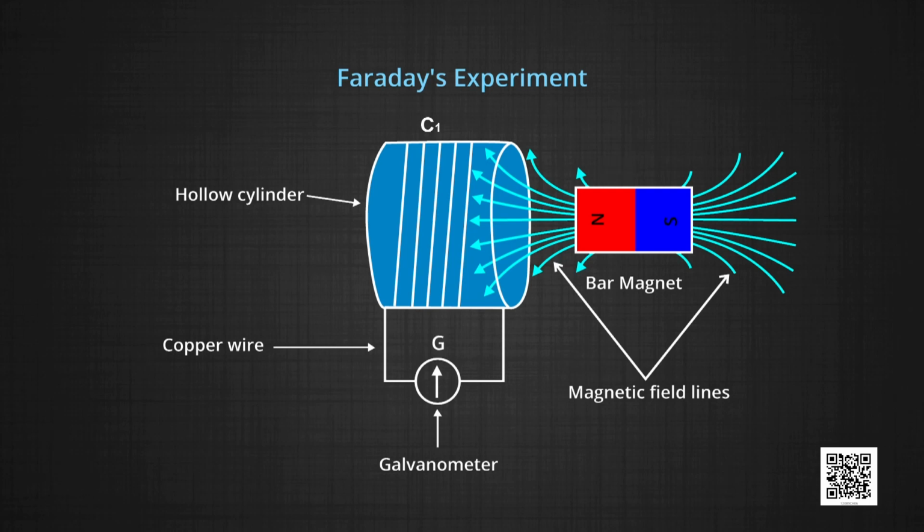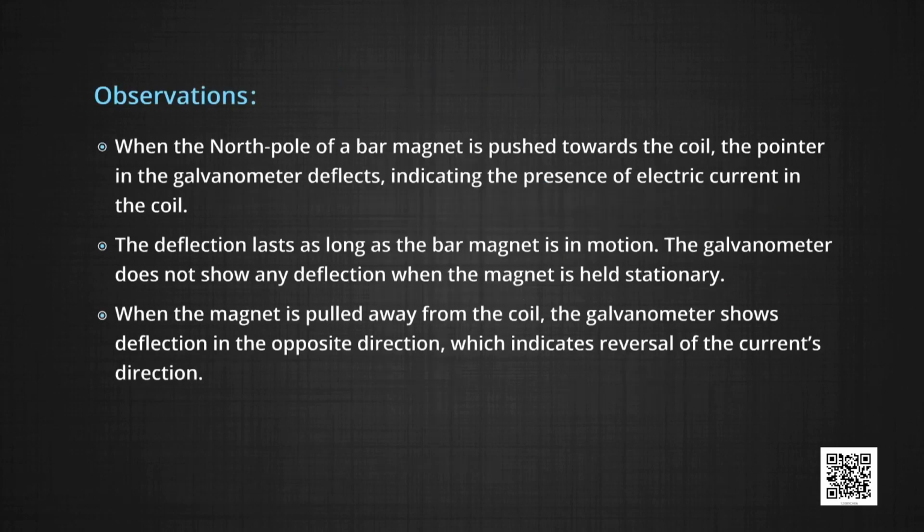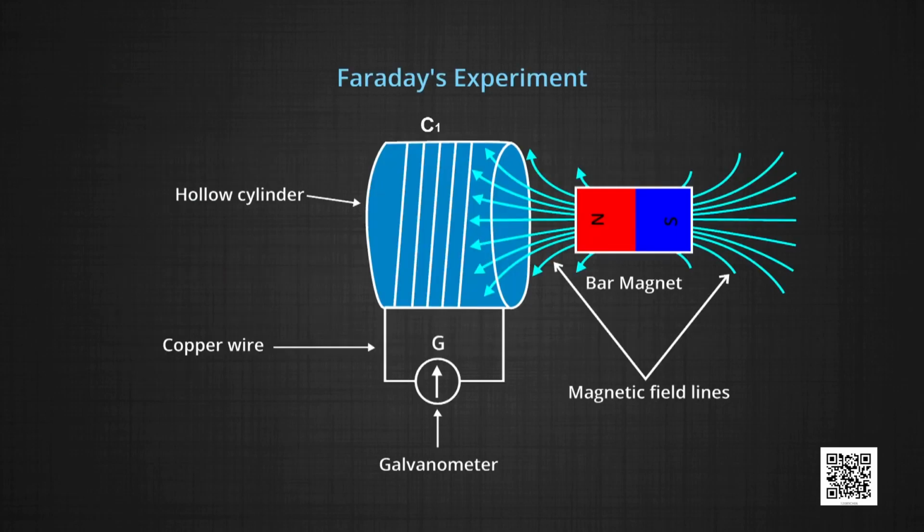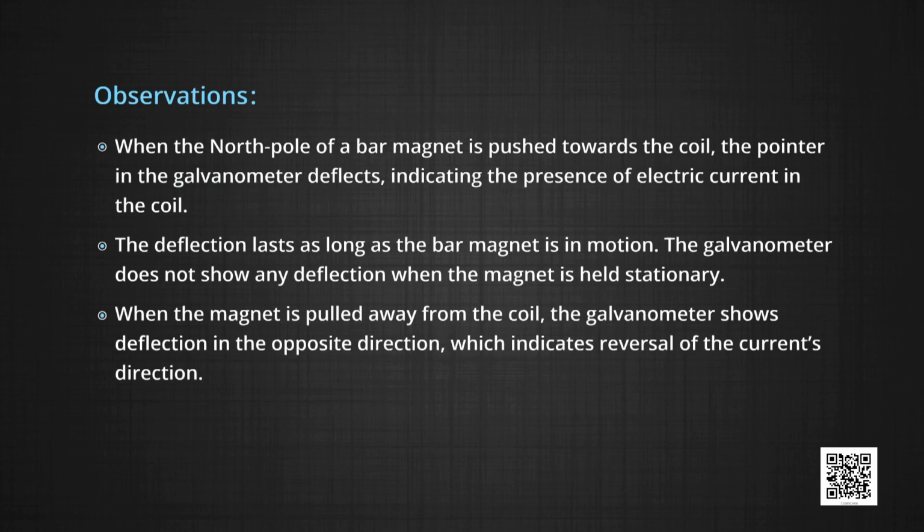We observe that when the north pole of a bar magnet is pushed towards the coil, the pointer in the galvanometer deflects, indicating the presence of electric current in the coil. The deflection lasts as long as the bar magnet is in motion. The galvanometer does not show any deflection when the magnet is held stationary. Now, when the magnet is pulled away from the coil, the galvanometer shows deflection in the opposite direction, which indicates the reversal of the current's direction.